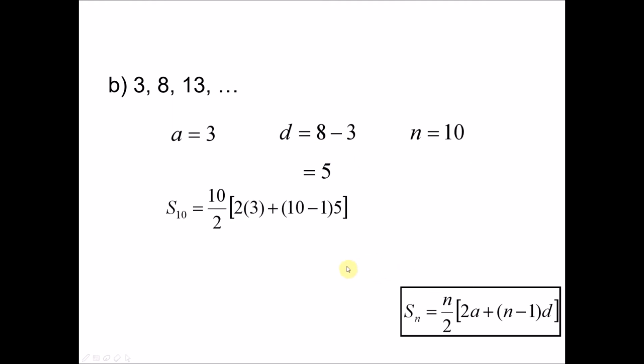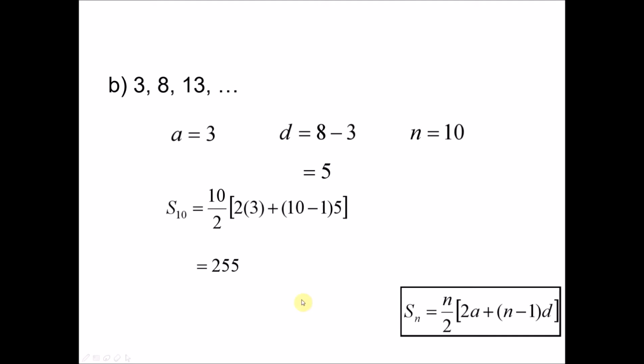This time we have 3, 8, 13. Given that this is an arithmetic progression, we can use this formula to find the sum of the first 10 terms. We don't have to list out all the other terms. We just use this formula, find a, d, n. a is the first term, which is 3. d is 8 minus 3, which is 5. n is 10. Substitute the values inside the formula and calculate this. You get the answer 255, meaning that when you add up the first 10 terms, you get a total of 255.